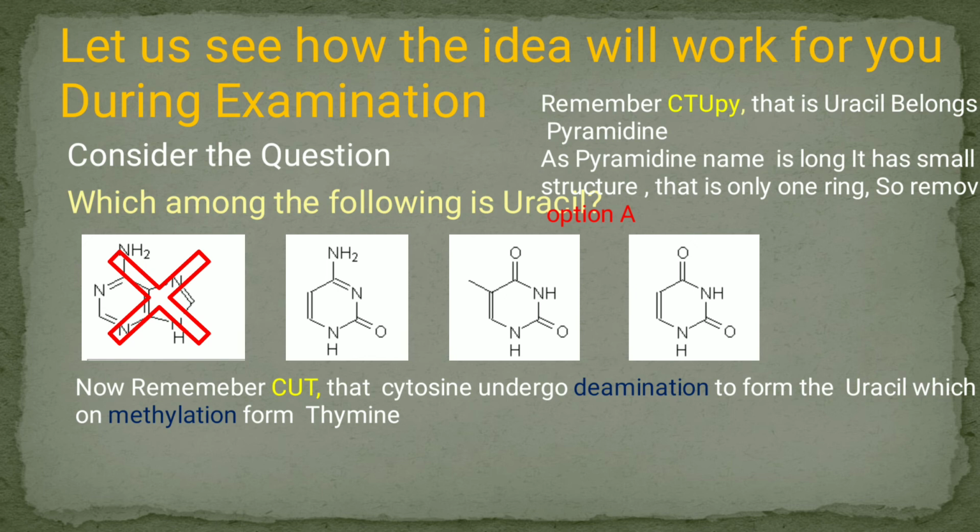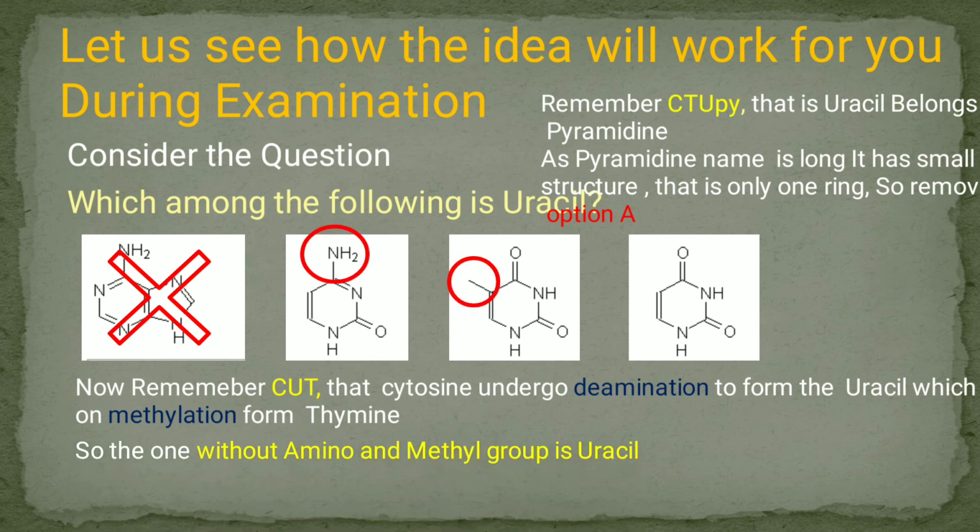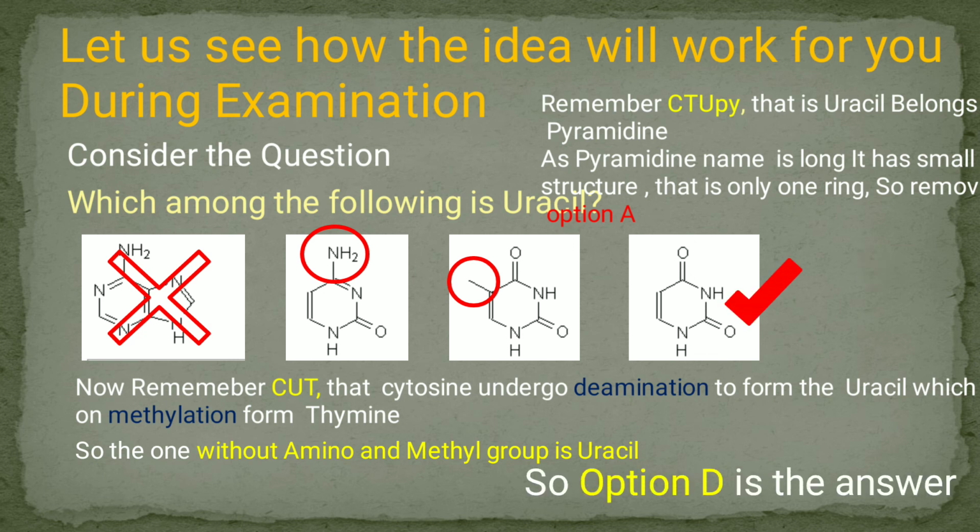So we can easily remember uracil is the one which doesn't contain an amino group or a methyl group. So we can just avoid option B and option C because option B contains an amino group and option C contains the methyl group. So our answer is D. So option D is the answer. This is the way you can find out the answer during competitive examinations.